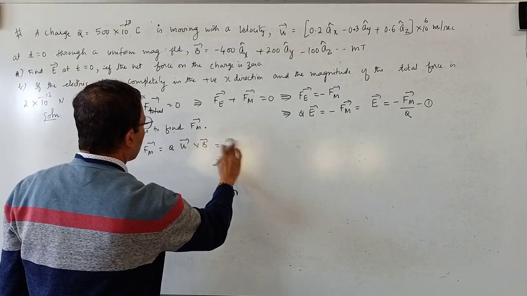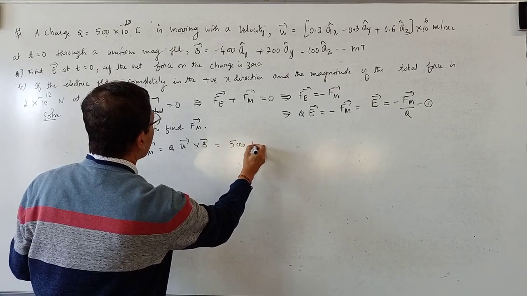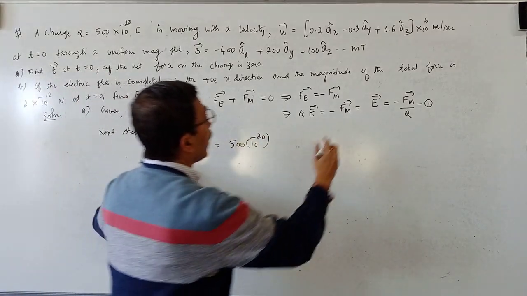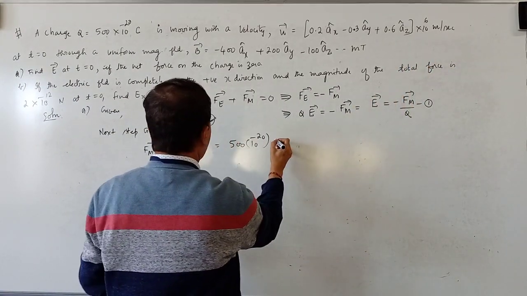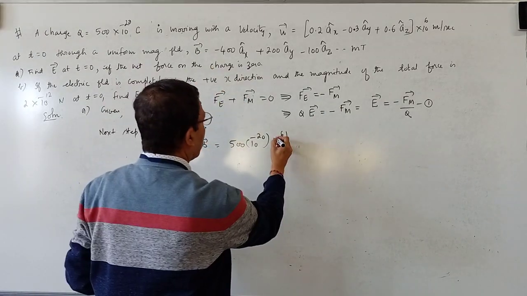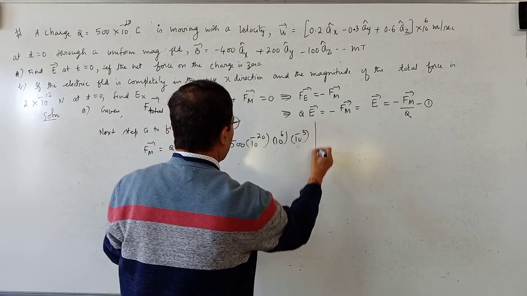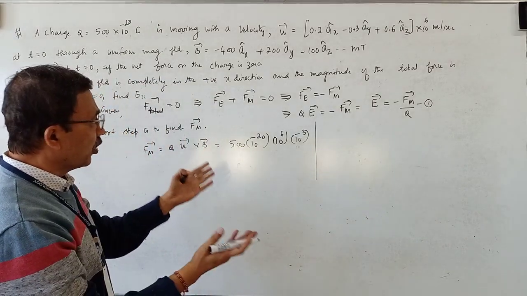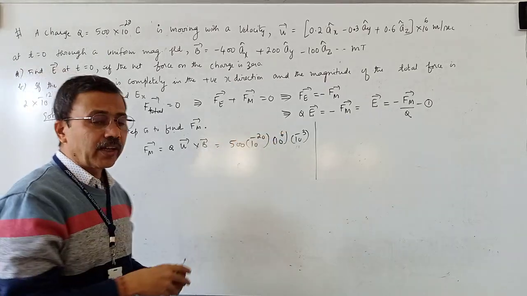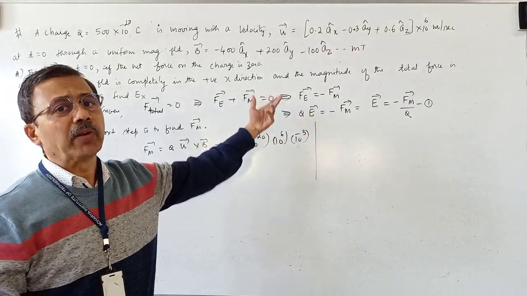What is q? Q is 500 into 10 to the power minus 20. Vector u has got a factor 10 to the power 6 that I write here. Vector B is in millitesla, therefore 10 to the power minus 3 factor will come. Now I will compute the cross product of u and B using determinants, or you can do it by the fundamentals by drawing a small diagram of orthogonal unit vectors and following the procedure which I have done in the previous problem.